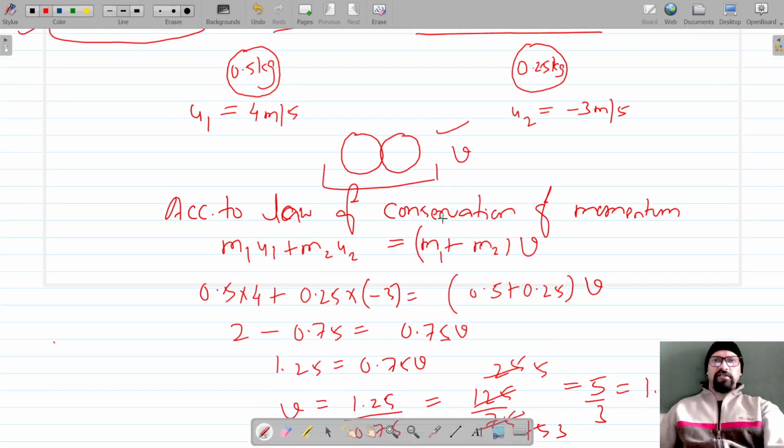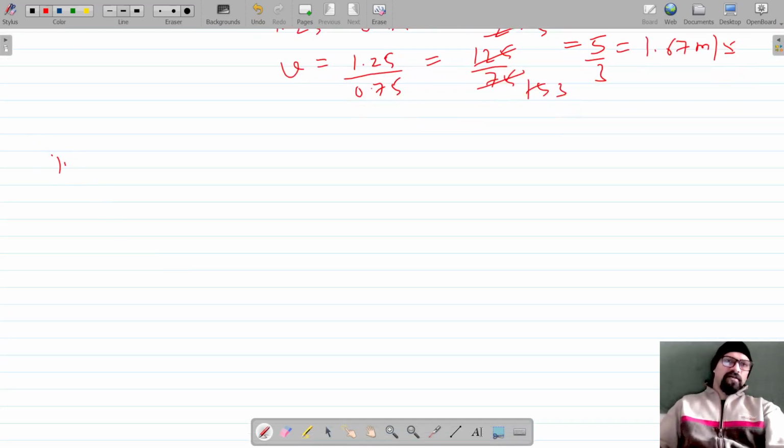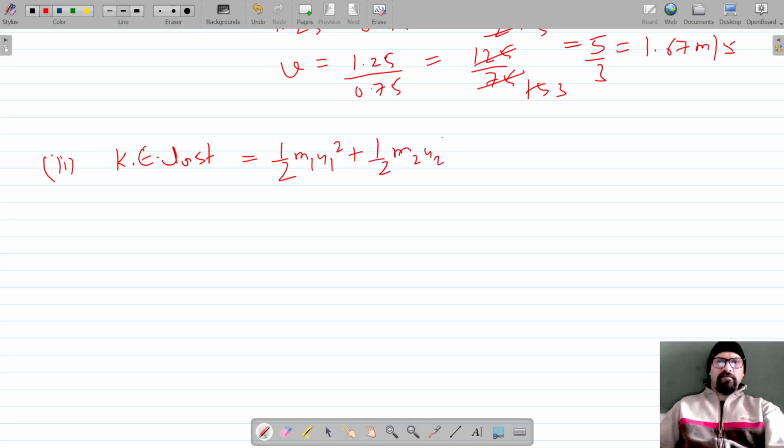Now the kinetic energy lost in the collision. It's asked what is the kinetic energy loss? The kinetic energy lost means that the initial kinetic energy of the first particle and the initial kinetic energy of the second particle is greater, and from this we have to subtract the kinetic energy of the particle after collision, which is a composite particle, half into mass into v square. So let's put in the respective values.